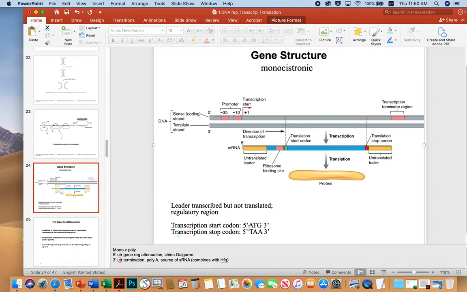The translation start codon is ATG in the DNA anyway, and the stop codon is typically TAA. So if you're ever doing some bioinformatics work, if I'm looking for genes, start and stop, I'll often look for these particular codons.